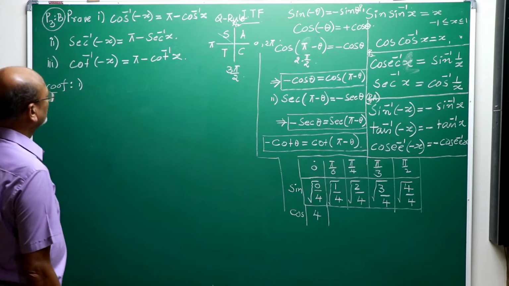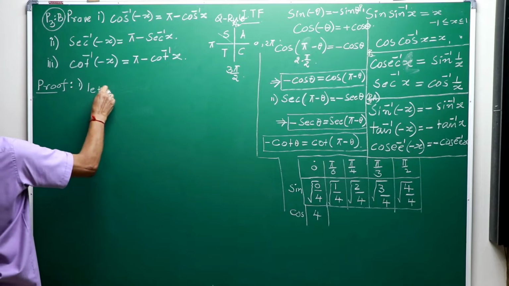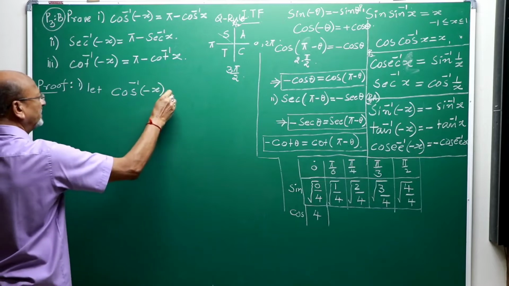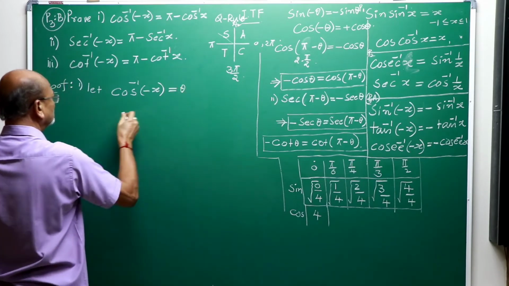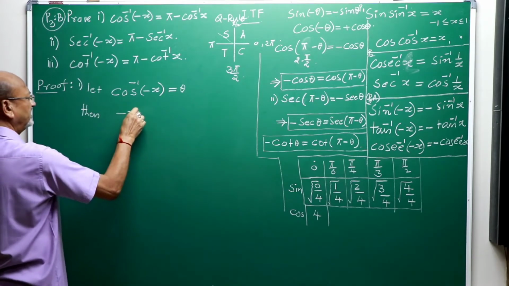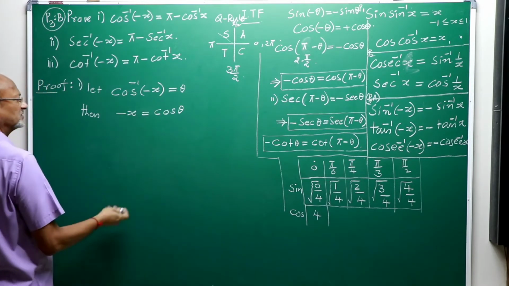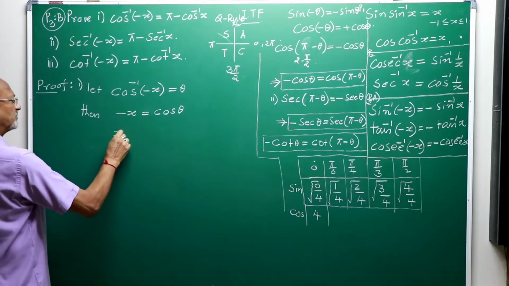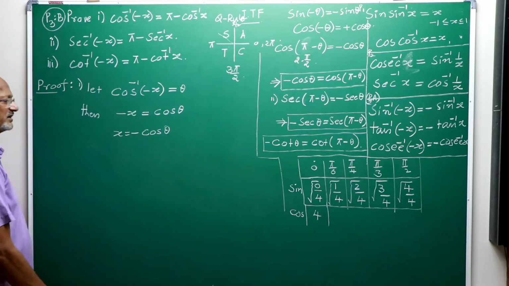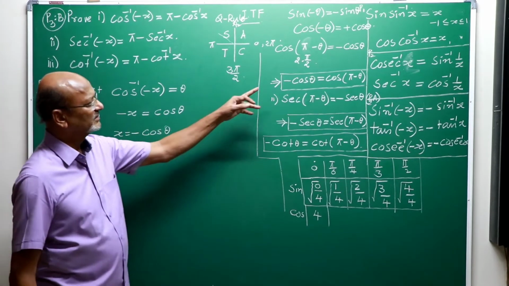Yes, friends. What is the method? Let cos inverse of minus x equal to theta. Then by definition, taking cos to that side, minus x equals cos theta. Then what is x, my friend? x is minus cos theta. Minus cos theta. Yes, friend. We wanted this minus to plus.